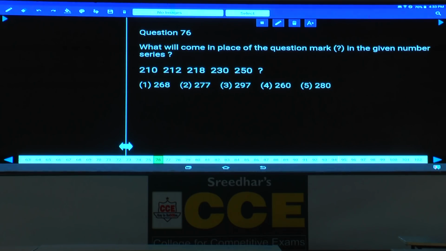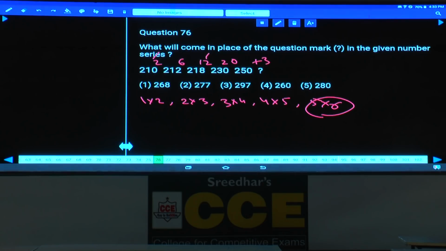Now the numbers are increasing at a very small rate. Now the differences. What is the difference? 2. Here the difference is 6. Next one, here the difference is 12. Next difference is 20. As 2, 6, 12, 20 can be written as 1 into 2, 2 into 3, 3 into 4, and 4 into 5, and the next one is 5 into 6. What is 5 into 6? 30. And 250 plus 30, 280, that is choice 5.